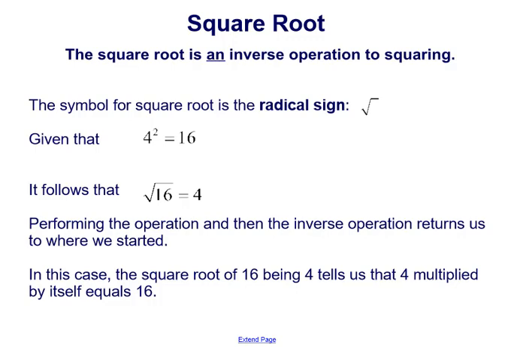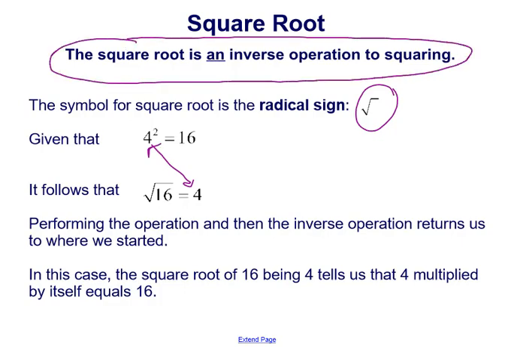The square root is an inverse to squaring. Again, our symbol for the square root is the radical sign. So here we have, given that 4 squared is equal to 16, it follows from the inverse that the square root of 16 equals 4. See how we got back to where we started from. We started with 4 and then we ended up with 4. Performing that operation and then the inverse returned us to where we started. In this case, the square root of 16 being 4 tells us that 4 multiplied by itself equals 16. You can go back and forth with that meaning because, again, the square root is an inverse operation to squaring.